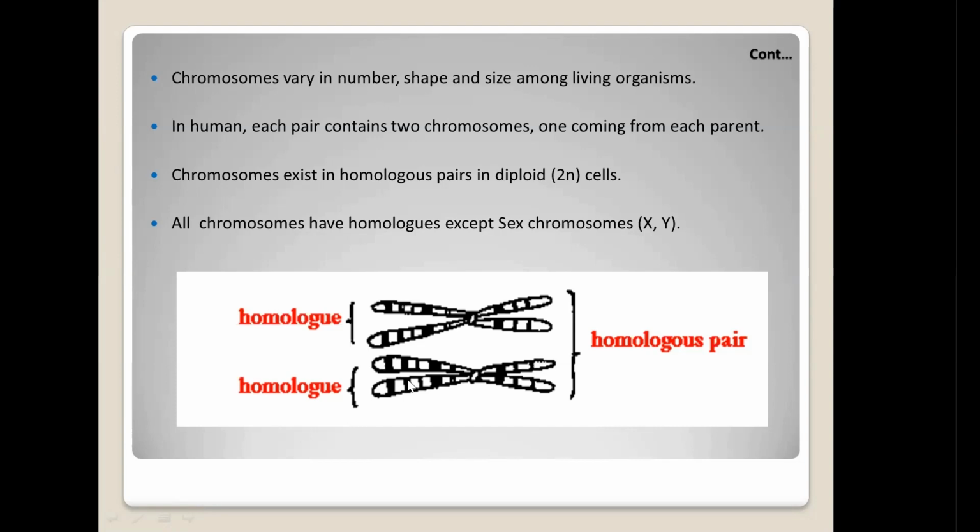Let's say this is chromosome 1 and these are the homologues. So this is the homologous pair of chromosome 1. All chromosomes in humans have a homologue except sex chromosomes. Meaning all autosomes have a homologous chromosome, which we will see later.